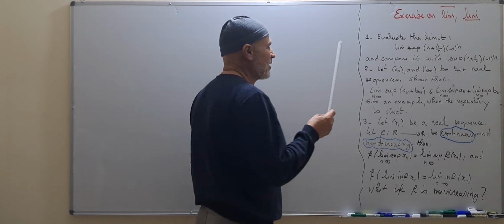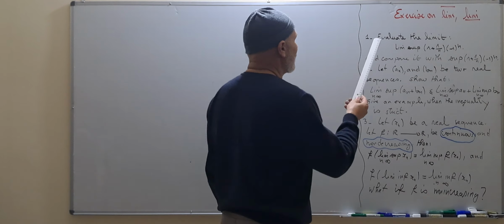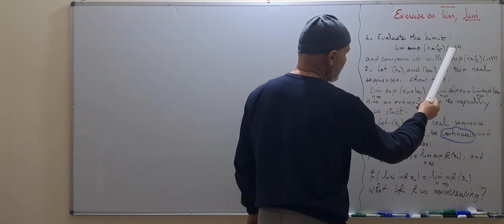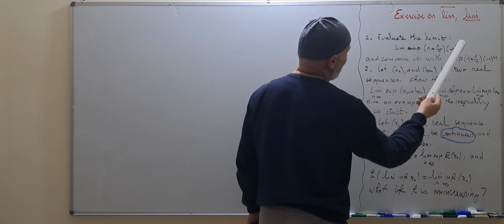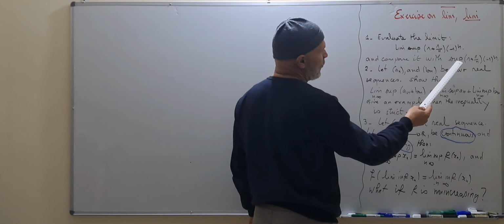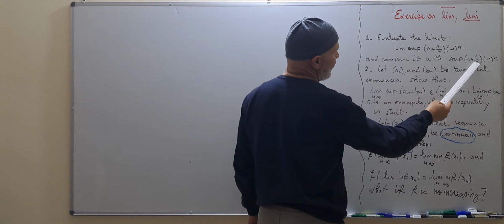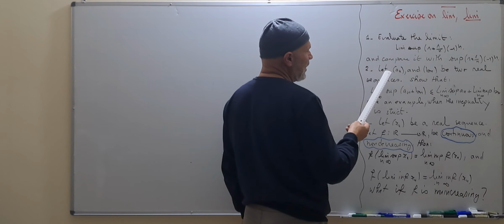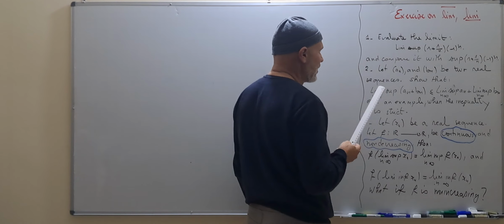The first question: evaluate the limsup of (1 + 1/n) times (-1)^n and compare it with the supremum of 1 + 1/n - 1/n. Second question: let a_n and b_n be two real sequences.